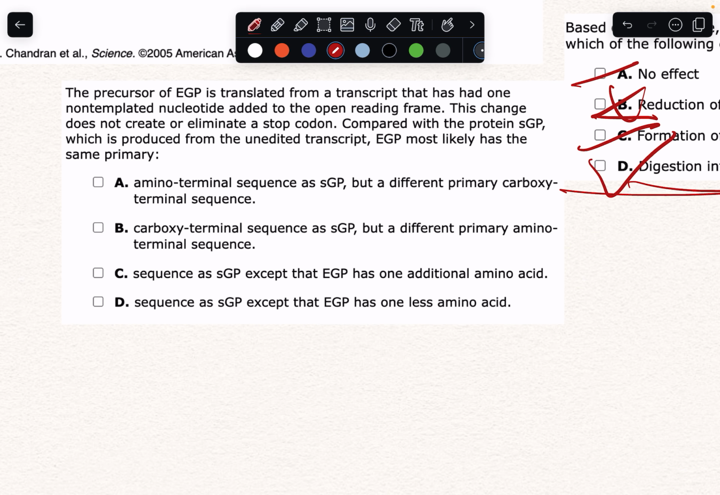The precursor of EGP is translated from a transcript. Transcript is just mRNA, that has had one non-templated nucleotide added to the open reading frame. This change does not create or eliminate a stop codon. Compared with the protein SGP, which is produced with the unedited transcript. So this is the good protein, the unedited, good mRNA. The bad, mutated one compared to the good one, it's asking us what's the difference. So this is obviously a frame shift mutation, right?